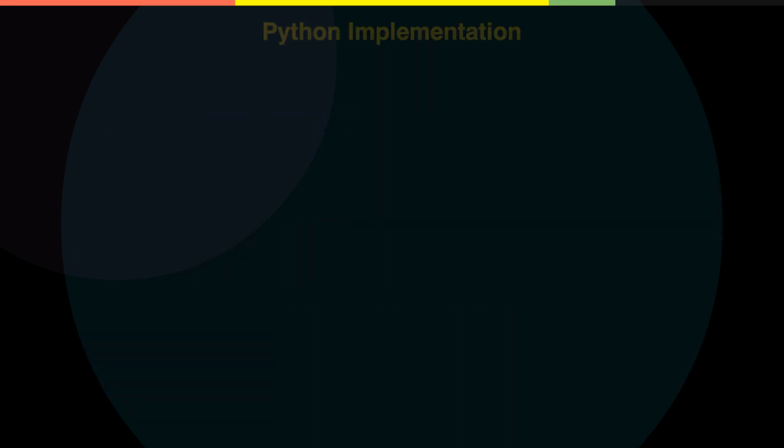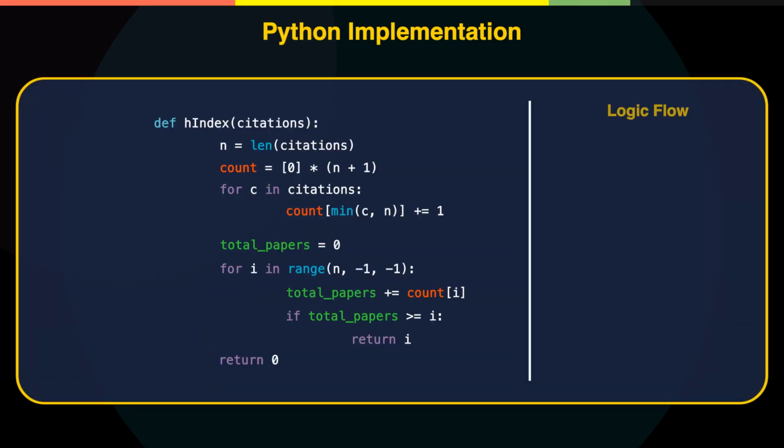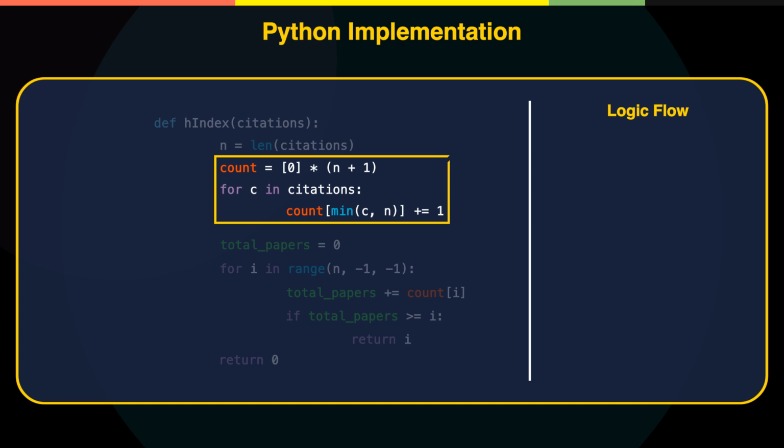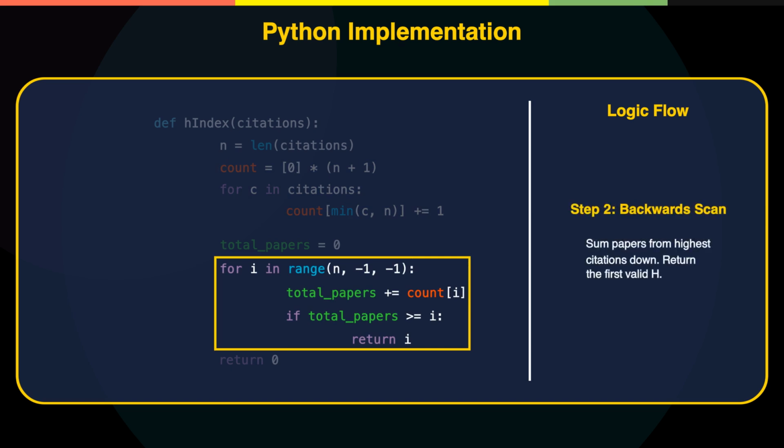Here's the Python implementation. We initialize the count array with size n plus 1. We iterate through citations, capping any value greater than n at n. Then, we loop backwards through the counts, keeping a running sum of papers. The first index where the total papers is greater than or equal to the index is our H-index.